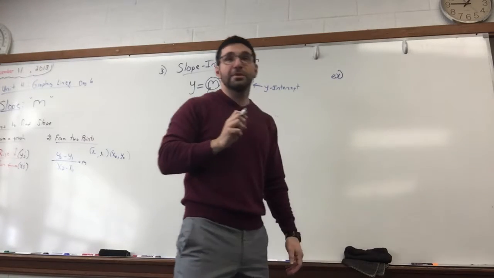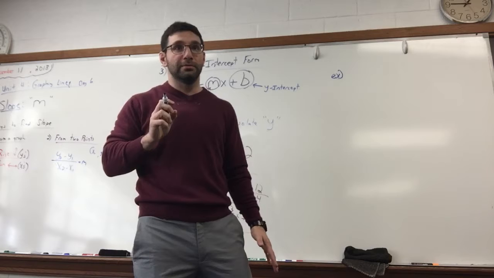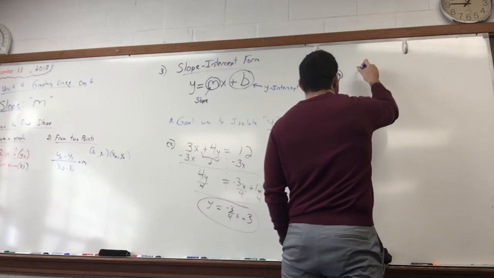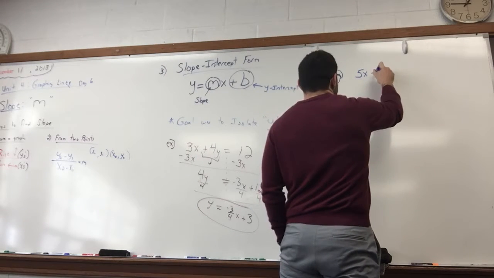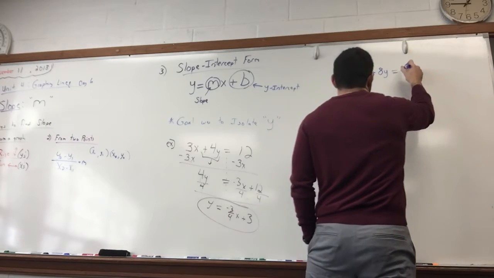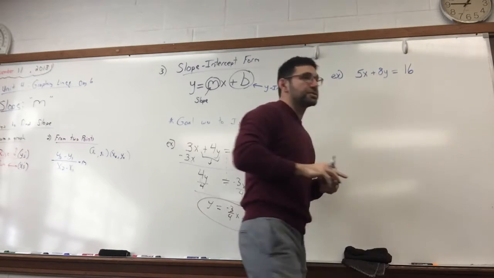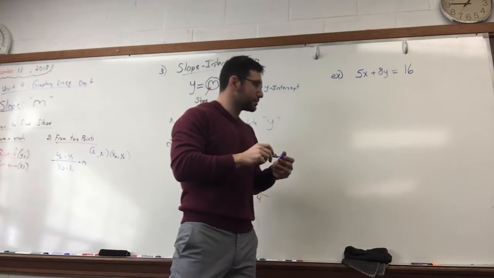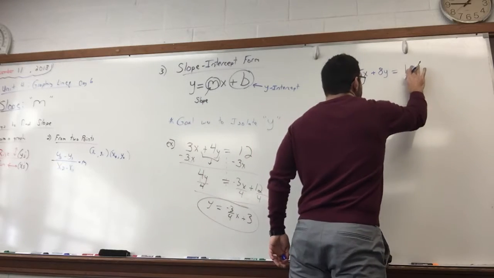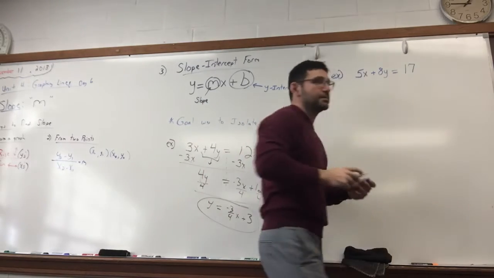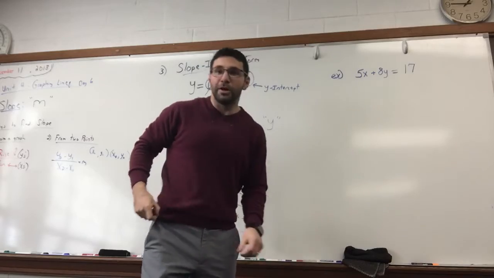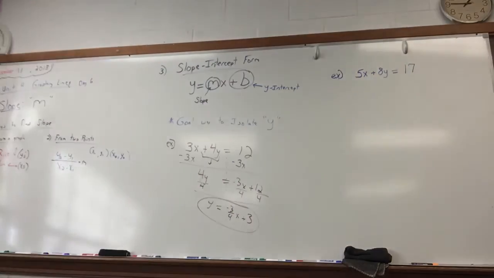So you're in your groups, talk it over. I want you to try this one on your own. It's going to be a little bit trickier. 5x plus 8y equals 16. Actually, let's make this 17. Little bit trickier. So on your own, give it a try. Once you're done, talk it over and explain your steps to the people around you.